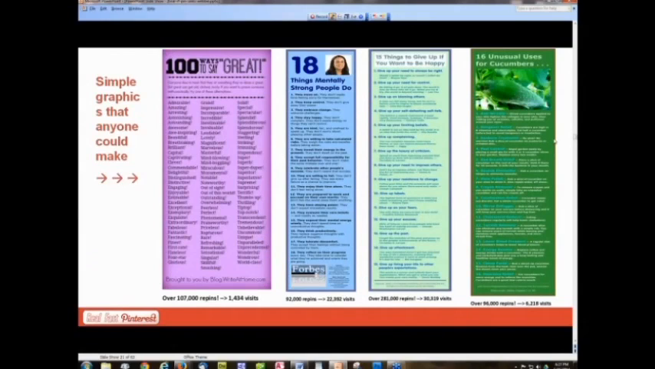and it's generated over 1,400 visits to my website, 1,434. And I didn't even create it. I simply put it on my website and pinned it from there onto Pinterest.